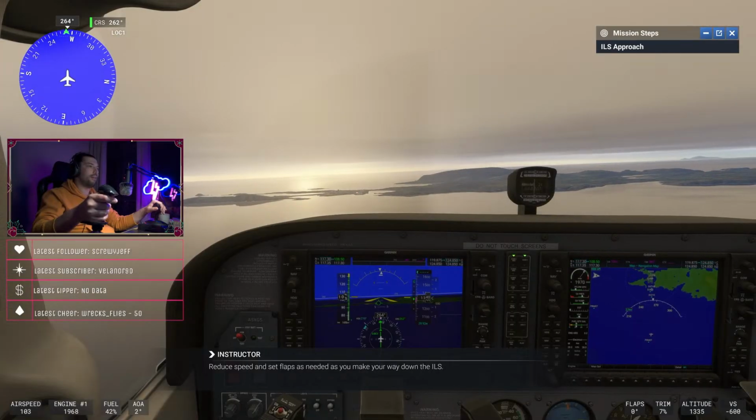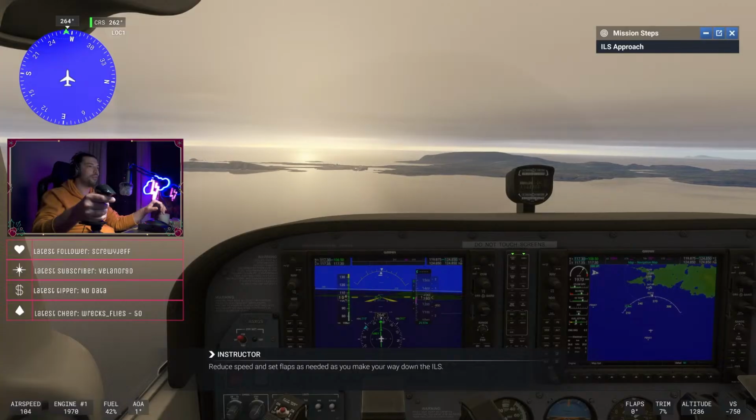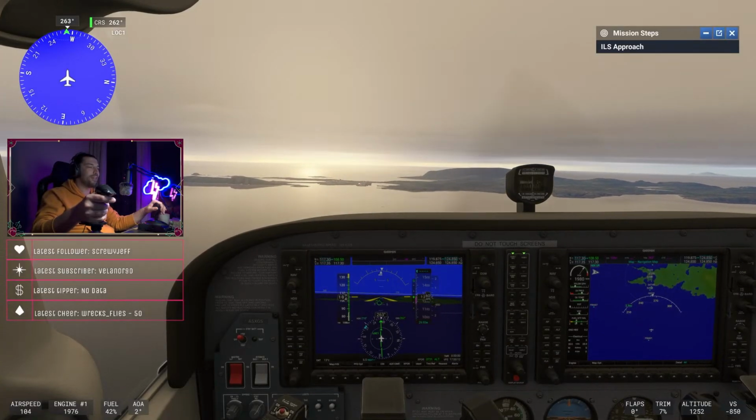Reduce speed and set flaps as needed as you make your way down to the runway. I see everything, but I have to land this first. Then I'm coming back to you guys.